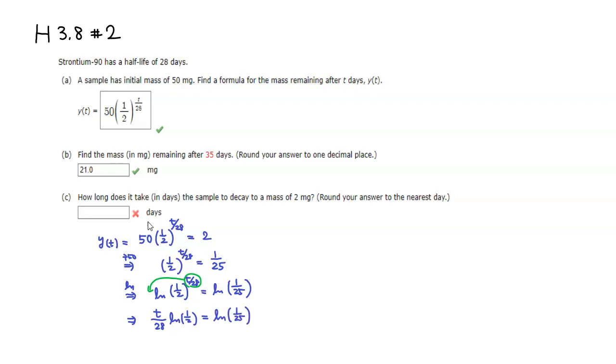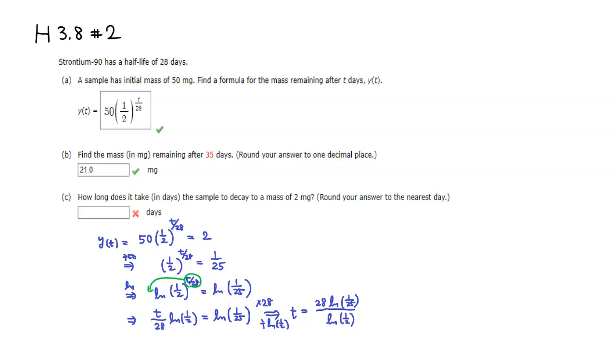If you want, you can rewrite the natural log of 1/2 as negative natural log of 2, and the natural log of 1 over 25 as negative natural log of 25. It's up to you. But we're looking for t, so I'm going to solve for t. In order to isolate t, we need to multiply by 28 and then divide by the natural log of 1/2. So it's going to become 28 times the natural log of 1 over 25 over the natural log of 1/2.